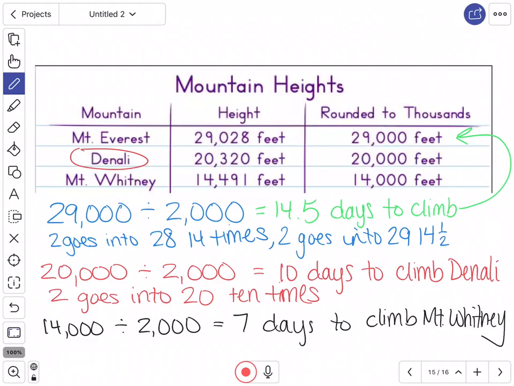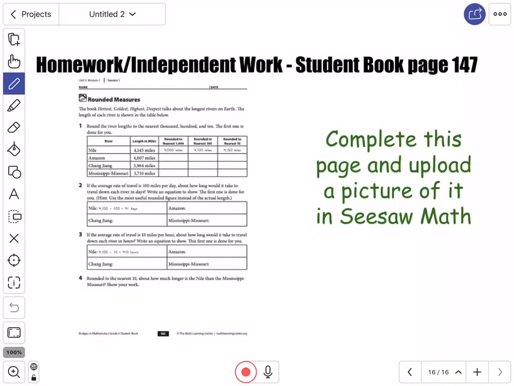All right, my friends. So I hope that you have done this with me and solved these on your own little piece of paper. You can go ahead and take a picture of it, take a screenshot, whatever you want to do, and post that in Seesaw.